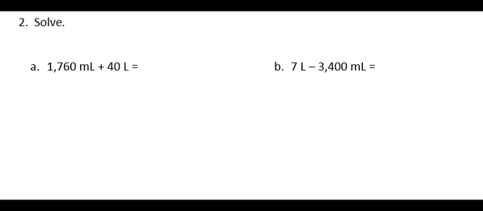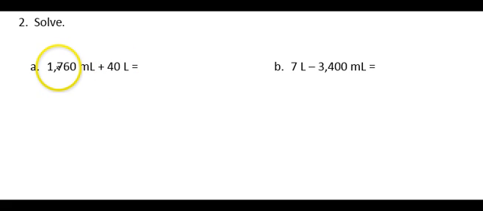I'm going to continue with the lesson where we're going to add and subtract our metric measurement. So let's take a look at this first question. I have 1,760 milliliters, and I'm adding to that 40 liters. Well, in order to add milliliters and liters, I need to think about my conversion.